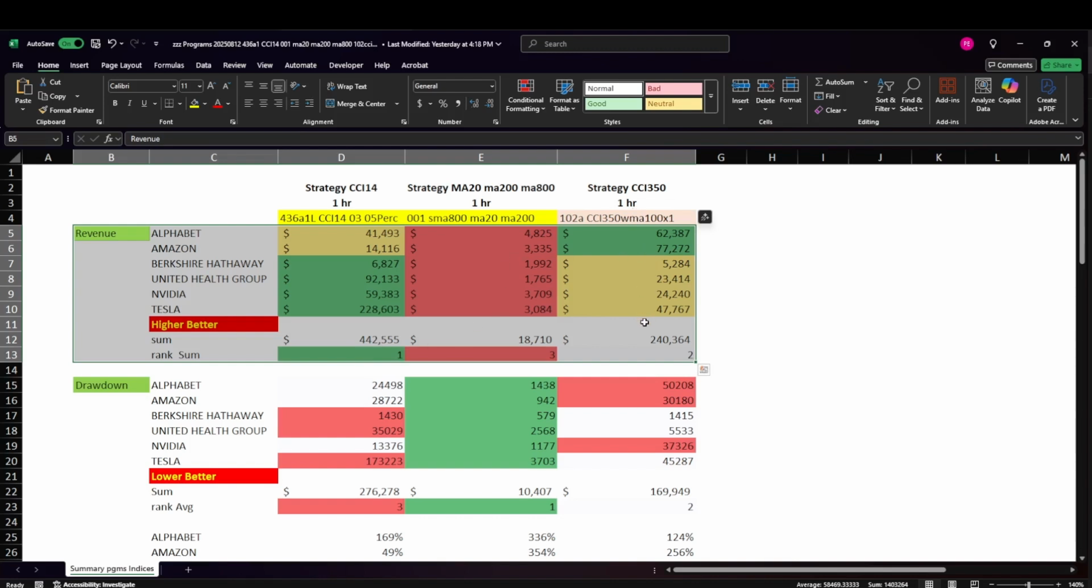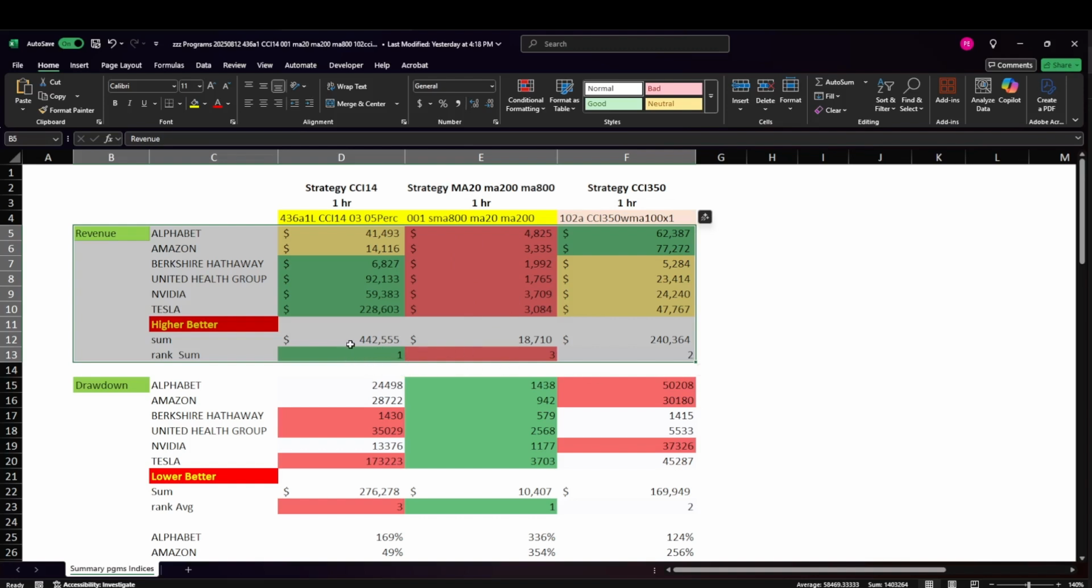The CCI350 generated the second highest revenue at 240,000. The CCI14 generated 442, and the lowest revenue was 18,700, which is the multiple moving average. Again, very minimal entries made there. So that's the first thing we look at.